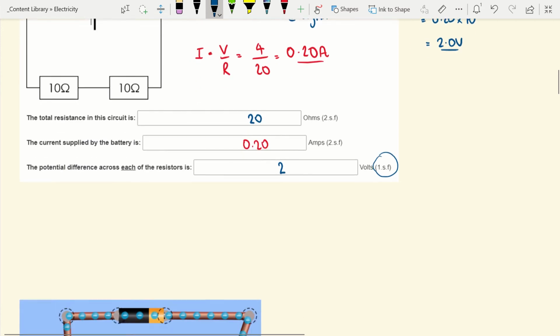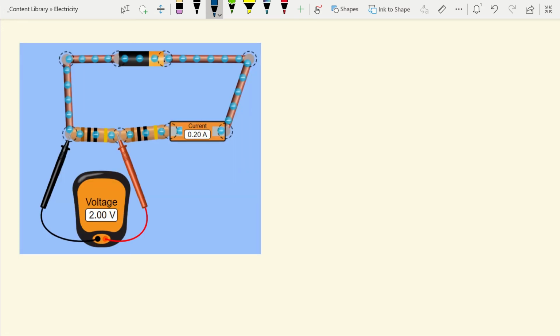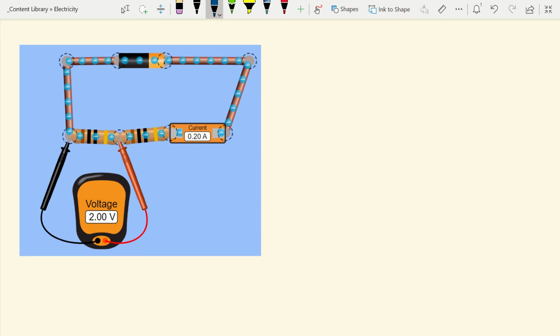Okay, so let's actually see that circuit. So here we go. We've got our two resistors in series. We can see we do indeed get a current of 0.20 amps. And we've given that to 2 decimal places because that's what the reading is given to. Here, because we're measuring the potential difference, we would quote that as 2.0 volts. Again, 2 decimal places, because that's the precision of the measuring device. If the measuring device gives you 2 decimal places, that's what you should record because it tells you what range of values you have.